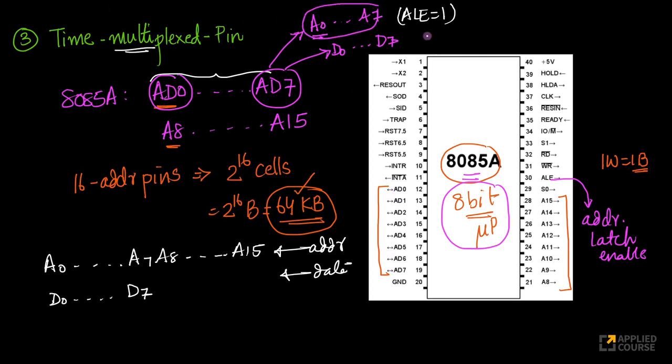Okay, so whenever you have ALE set to 0, ALE is just one of the pins, right? Whenever ALE is set to 0, these pins, whatever values are there, will be interpreted as data.